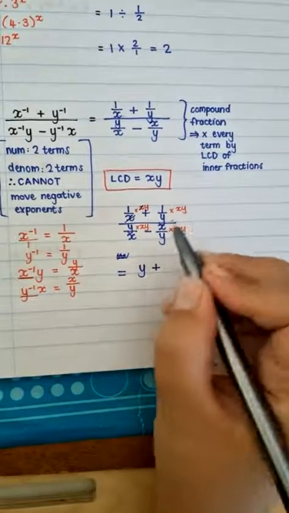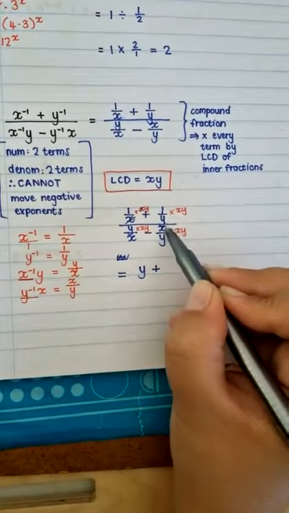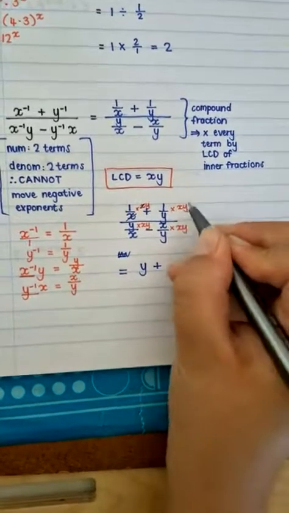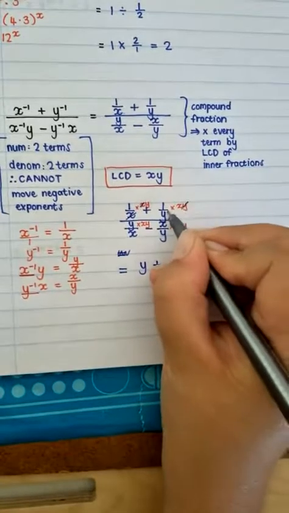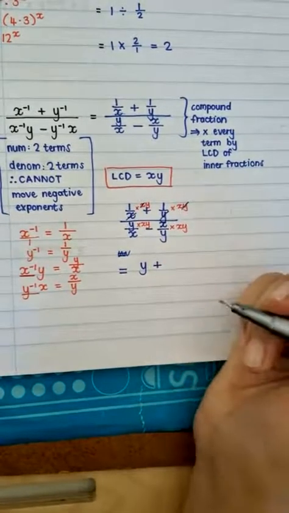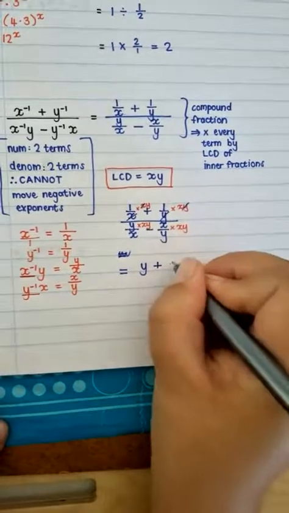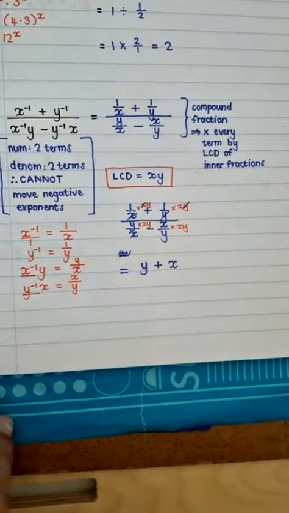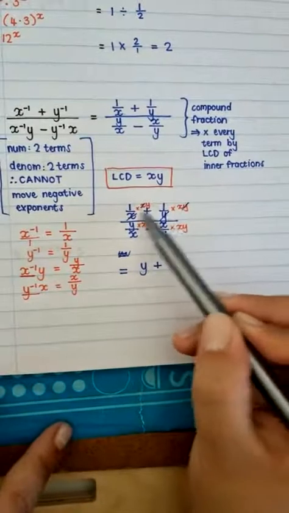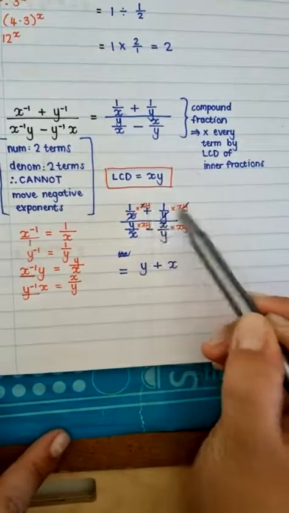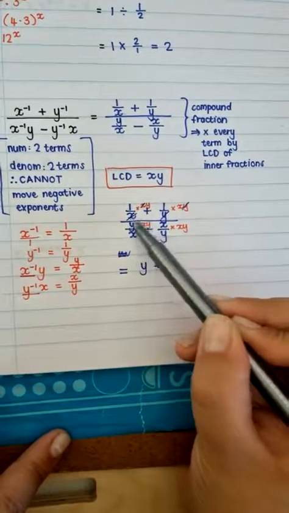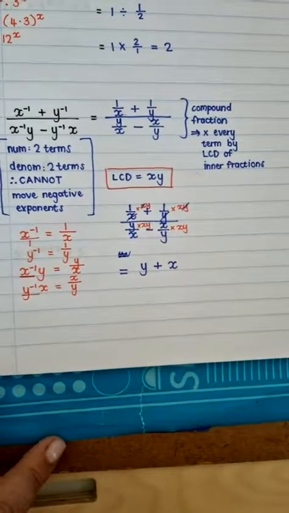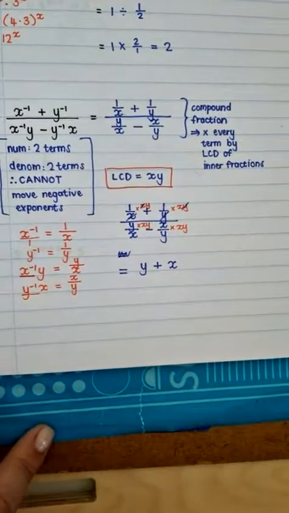Plus, I'll go over this again. 1 over y times xy. Now the y from my LCD is going to cancel out the y from that denominator. I'm left with 1 times x, which is just x. Now isn't that nice, guys? By multiplying each of these fractions by the LCD, I have managed to cancel out the fractions, essentially. I have taken away those fractions.